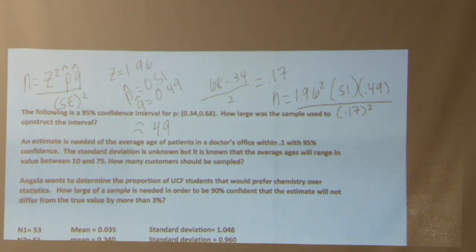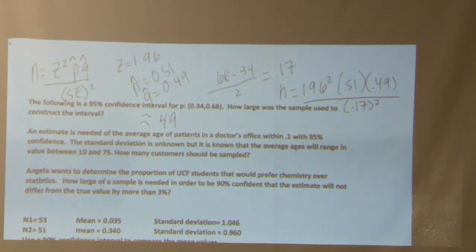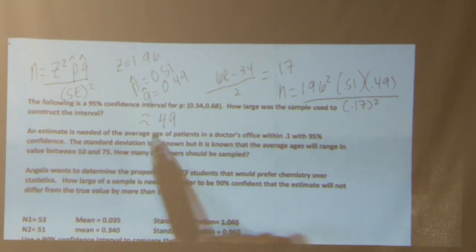An estimate is needed of the average age of patients in a doctor's office within 0.1 with 95% confidence. The standard deviation is unknown, but it is known that the average ages will range in value between 10 and 75. How many customers should be sampled?